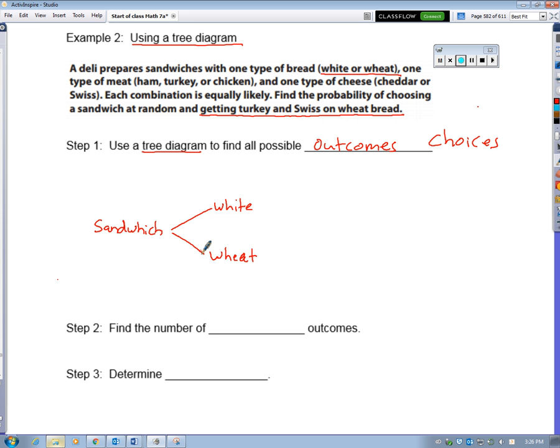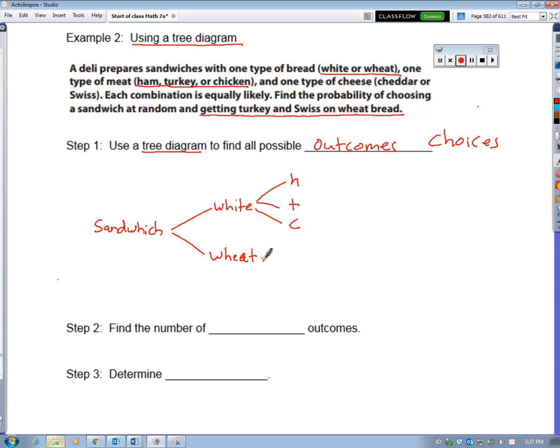It's kind of like a flow chart that we were talking about at the beginning of the semester for our flipped classroom. So you pick your sandwich, you can have white or wheat bread. Then your next choice is ham, turkey, or chicken. So on white bread, I'm going to make 3 lines, and I'm going to say ham, turkey, or chicken. Same with my wheat bread.